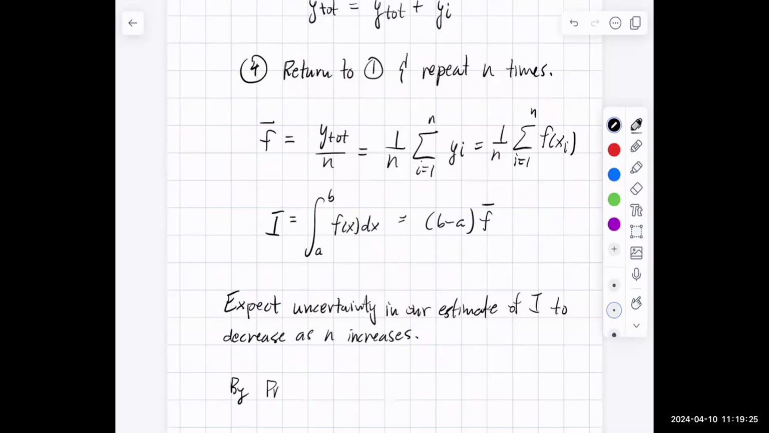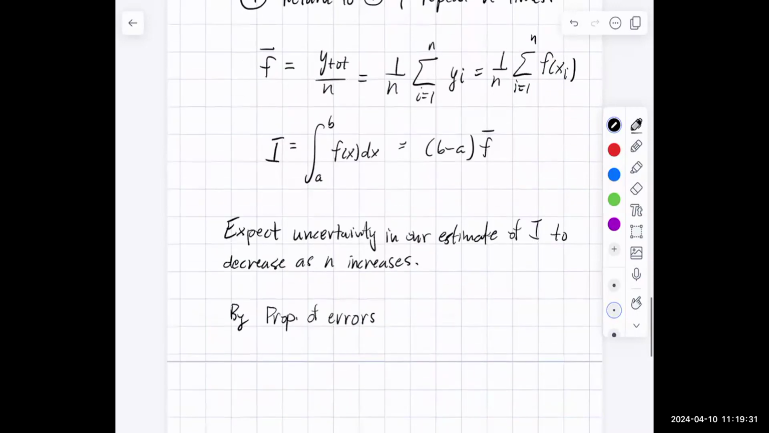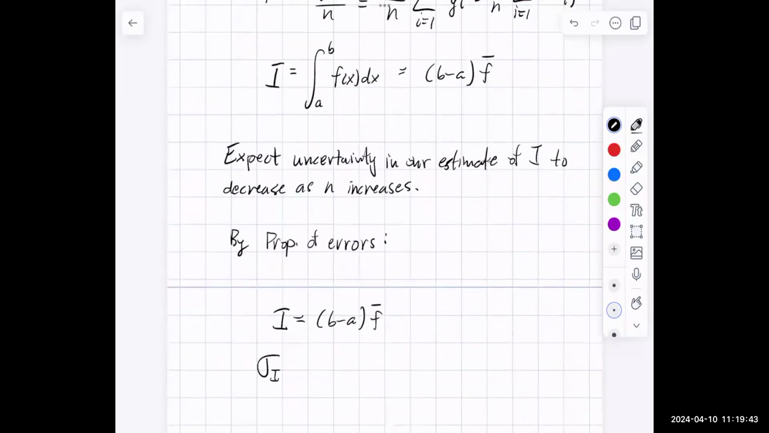Okay, so by propagation of errors, we would say, let's see, since I is equal to b minus a times f average, then the uncertainty in I is going to be dI/df average times the uncertainty in f average. Okay, so what's dI/df bar? It's b minus a, and then we have the uncertainty in f average. So that's right.